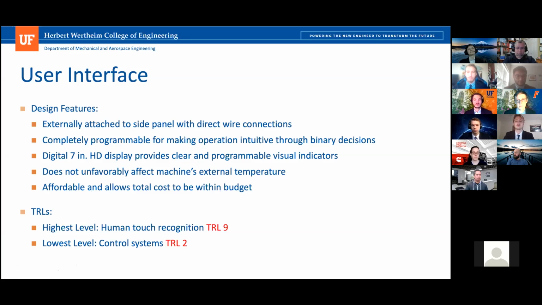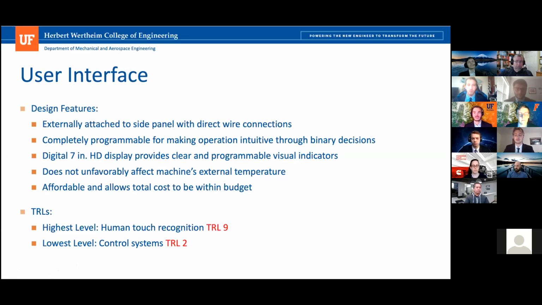Doesn't affect the internal temperature or even external temperature. The overall UI is within budget and very feasible. More on the TRLs, as you can see, there's kind of a theme, the highest being 9, with the touchscreen. The human touch recognition feature of the touchscreen has been tested and proven. So therefore, it is feasible in real life. And then the control system itself, the software, which has yet to be created and implemented, would be a technology readiness level of 2, and the overall subsystem would default to that. And that sums up the user interface.